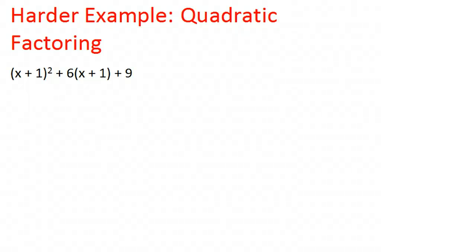Okay, let's look at a slightly harder question that we need to apply quadratic factoring to, and it might not be immediately evident. So we have this one here where we have (x + 1) squared plus 6 times (x + 1) plus 9. The first thing that really jumps out at me is the fact that this binomial and this binomial are the same. So if I make that observation, that means I can actually apply quadratic factoring quite quickly.